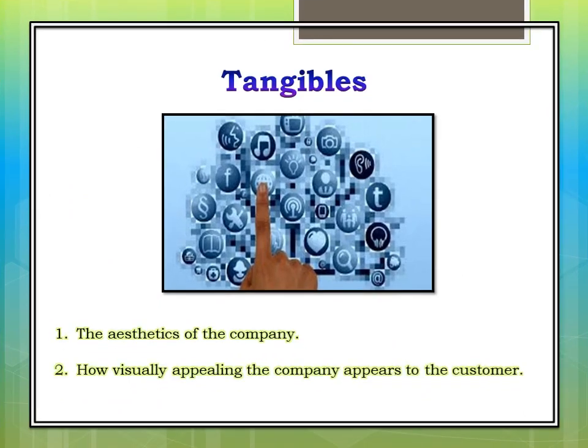The fifth and final dimension involves the tangibles. This refers to the aesthetic of the company. It looks at how visually appealing the company appears to the customer, or if it is at least in line with what customers may accept in the specific industry.